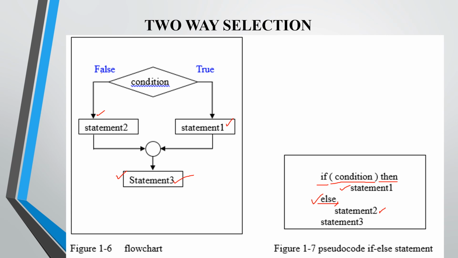Statement 3 is placed after the else condition. That means whether it is true or false, it will still execute statement 3. So if this condition is true, perform statement 1, then perform statement 3. If this condition is false, then perform statement 2 and statement 3. So that's the counterpart of our flowchart. Clear?